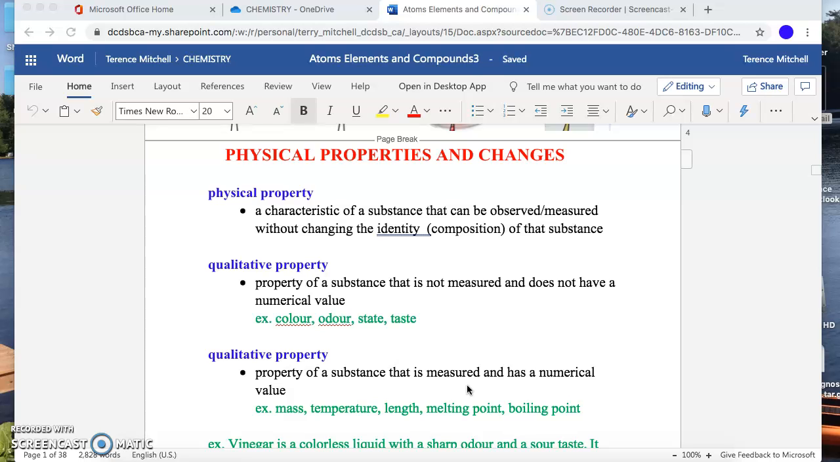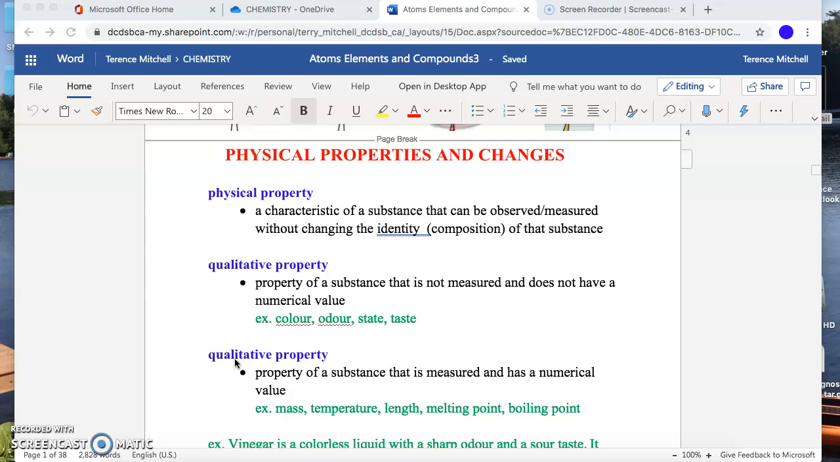Now, two different types of physical properties: qualitative and quantitative. Qualitative is not measured. Quantitative, and I realize that there is a typo here, it should be quantitative, and that means that it can be measured. So if I say a piece of wood is brown, or that hamburger smells, or that salt is bitter, those are all qualitative. There's no numbers involved.